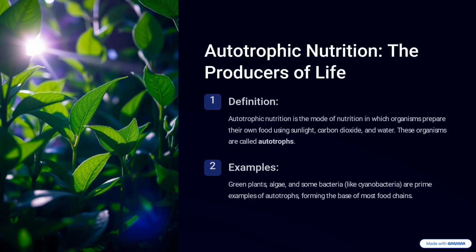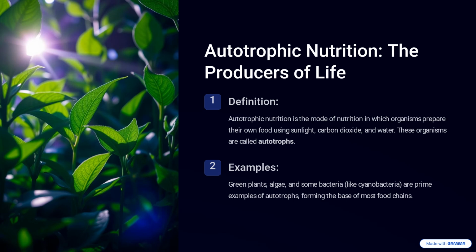Examples are green plants, algae, and bacteria. They are the prime examples of autotrophs, forming the base of most food chains. I am repeating once again: autotrophs can prepare their own food from sunlight. You can easily remember this point. Whenever you see autotrophic, you can say that autotrophs prepare their own food from sunlight. Example: plants. It is an easy way. Okay, you got it, right?